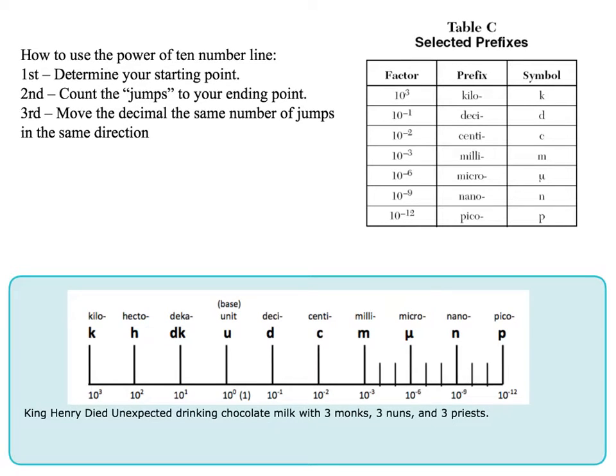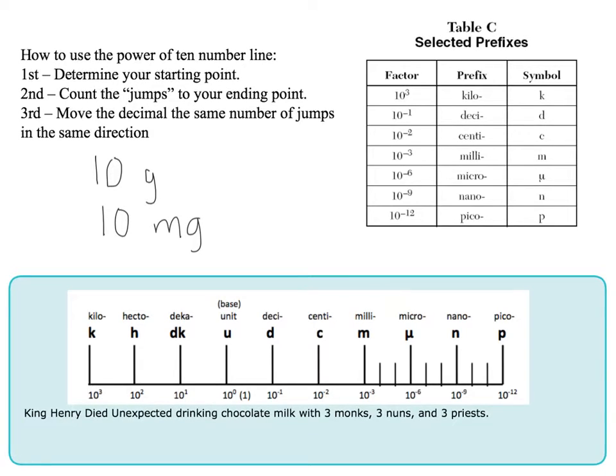Now we're going to talk about how to use a power of 10 number line. The SI system of measurement, or the metric system, is unique and that is based on the power of 10. So each metric unit typically has both a prefix that indicates the power of 10 and a suffix that indicates the type of measurement. For instance, gram for mass or joules for energy.